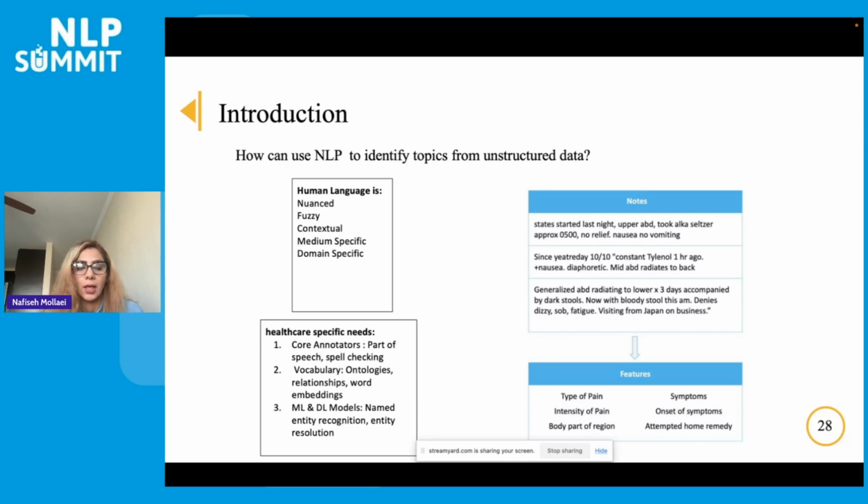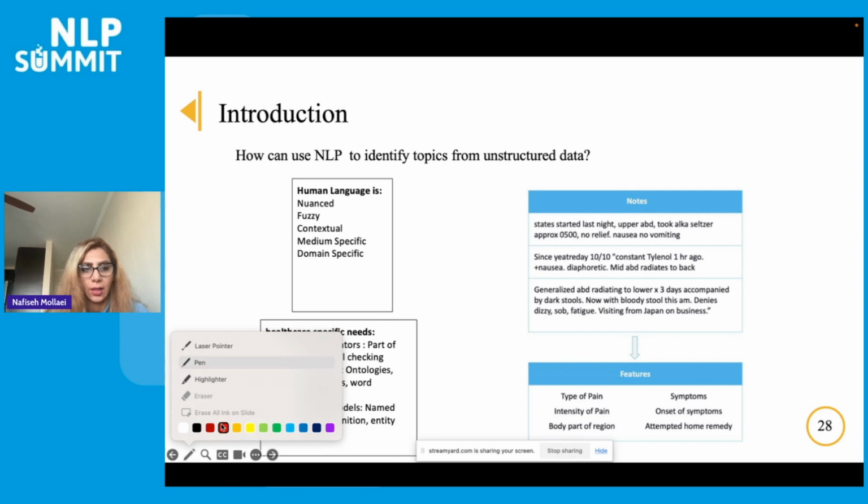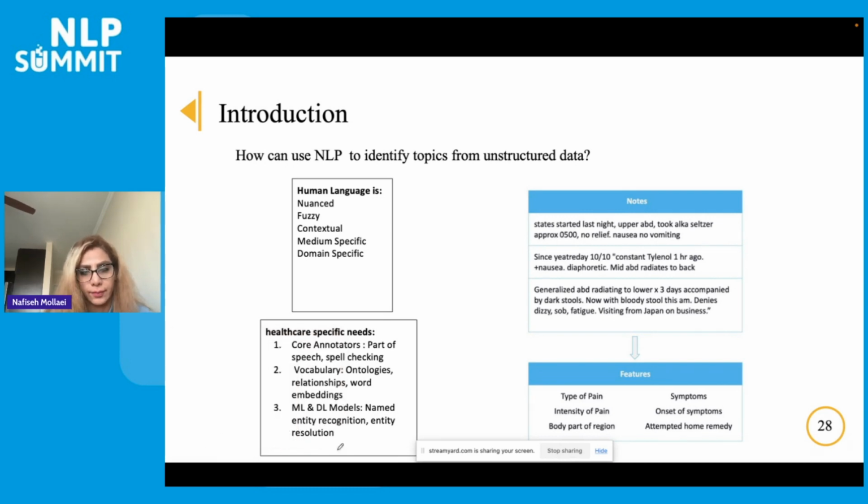So given this complexity in our conversation, we are looking for new algorithms to find a better interpretation of our notes. We can use part of speech, spell checking, and some ontologies, for example by using BioBERT and ClinicalBERT, and then using some machine learning and deep learning tools that can also be used for our solution.